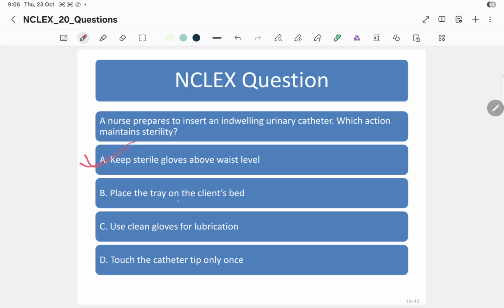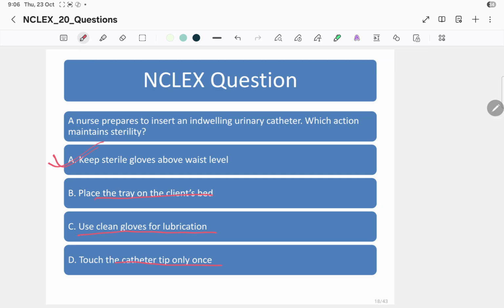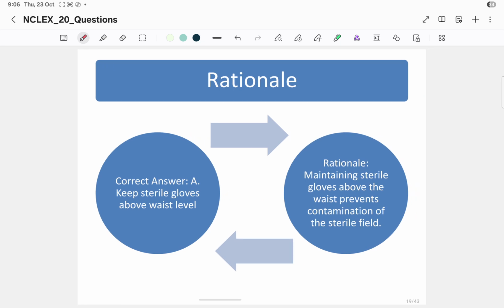Placing the tray on the client's bed is not the appropriate answer. Use clean gloves for lubrication: we don't use clean gloves, we use sterile gloves for lubrication. Touch the catheter tip only once: we should not touch the catheter tip. Next, rationale: maintaining sterile gloves above the waist level prevents contamination of the sterile field. So we have to maintain the gloved hands above the waist level.